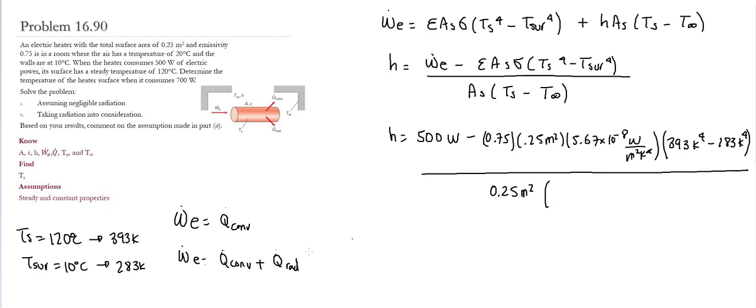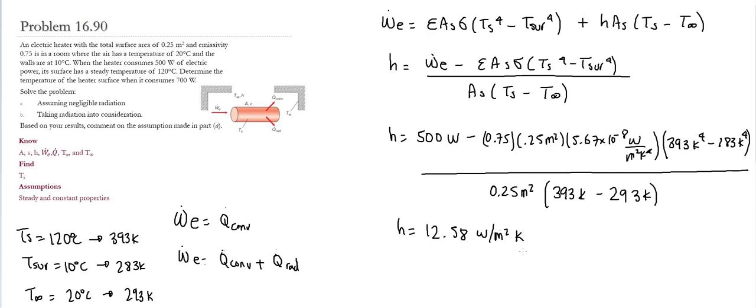Now for the convection, you could do it either in Kelvin or in Celsius. There is no difference. Just to be consistent, we're going to do it in Kelvin. So T infinity is given to be 20 Celsius, which is equal to 293 Kelvin. The surface temperature is 393 Kelvin minus 293 Kelvin. After we plug it in, we put it in the calculator and we find that this is going to be equal to 12.58 watts per m squared K.